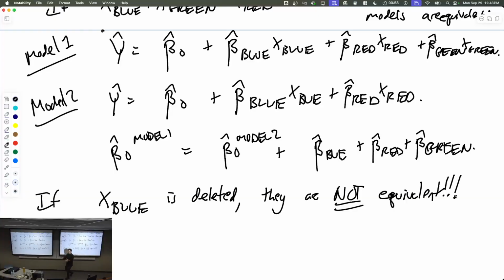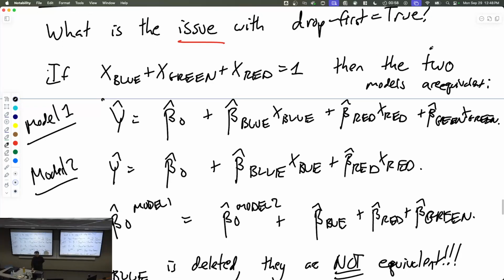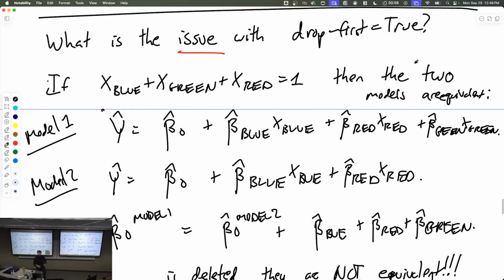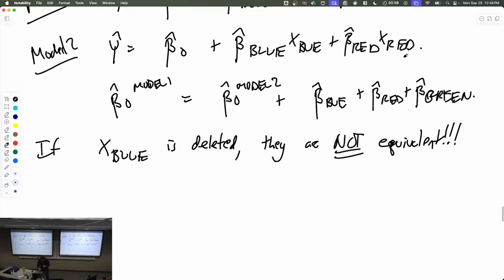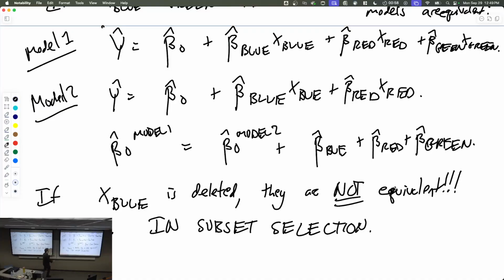So if you're doing things like subset selection, then it's important you keep all the variables and do not do a drop first, because the equivalence relies on every single thing being there. If you want to play with the individual variables, then I recommend you don't do a drop first. It's really because of this reason, not equivalent, e.g. in subset selection, which we've been talking about. That's the issue with drop first. Even though if everything is there they're equivalent, when you start dropping things, it's important you have the flexibility to include the green on its own.